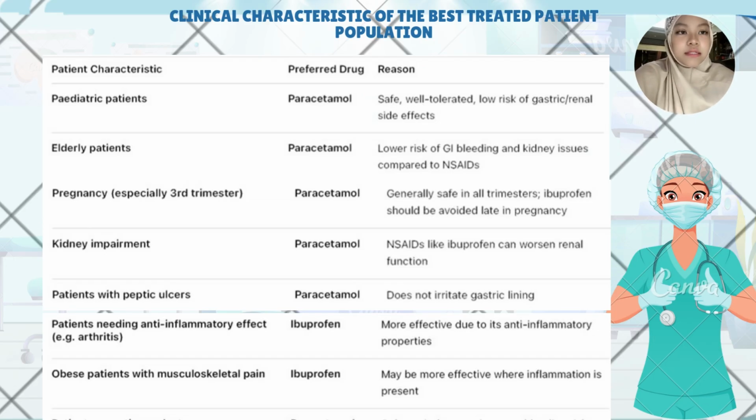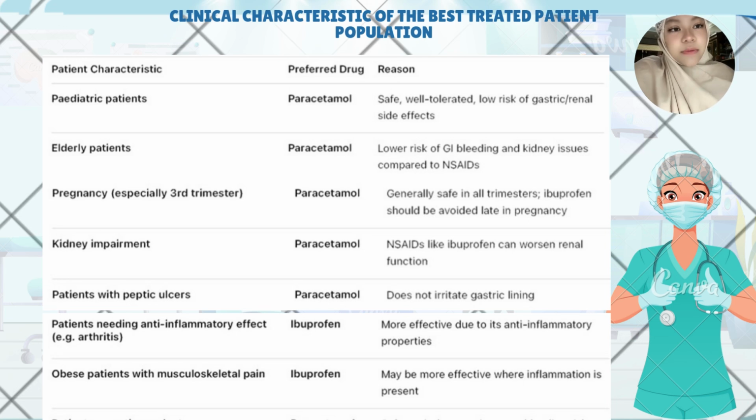So, this is the clinical characteristic of the best treated patient population. We can divide the preferred drug into paracetamol and ibuprofen. So, I will explain to you the drugs that are suitable in each of the patient characteristics.